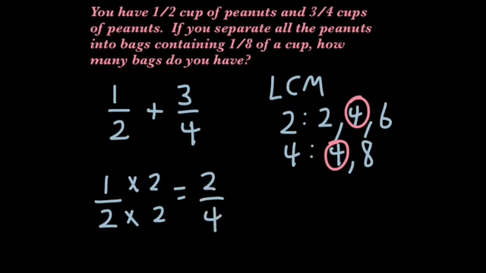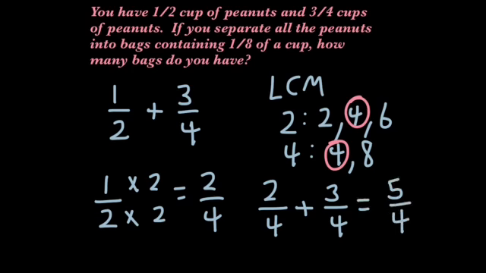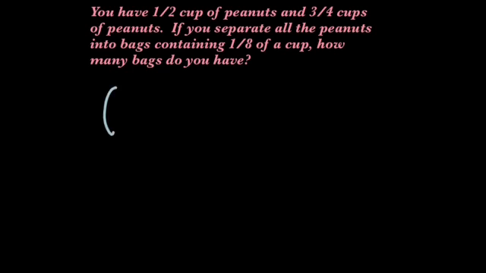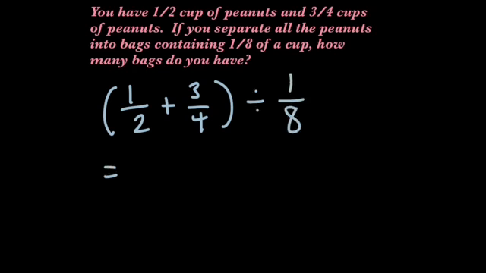So yay, we've got 2/4 plus 3/4. Remember, we're doing addition. When we add fractions, the denominator does not change. So all we have to do is add across like that. And what we're getting is 5/4. So we just had the 1/2 plus 3/4. I'm going to divide by 1/8. Everything in parentheses got turned into 5/4 divided by 1/8.